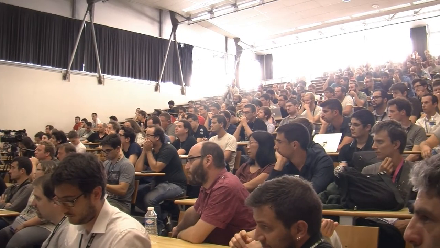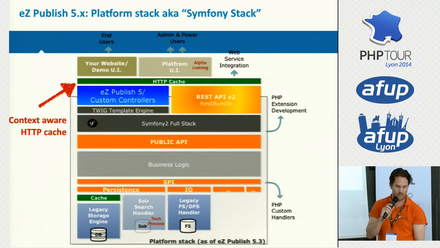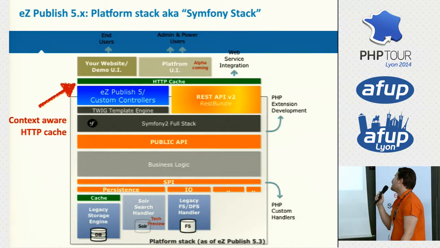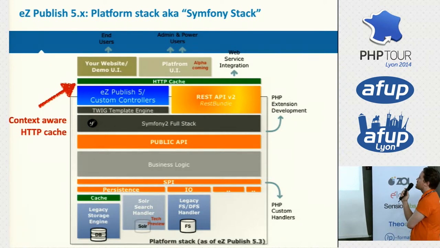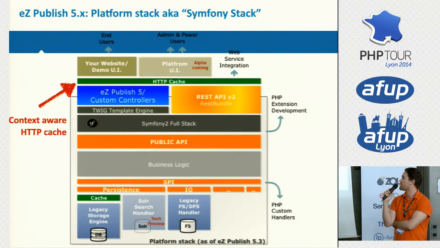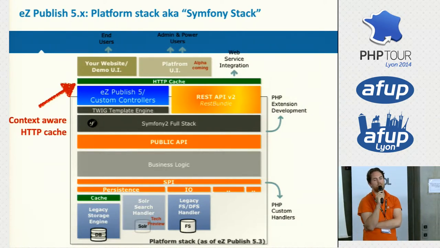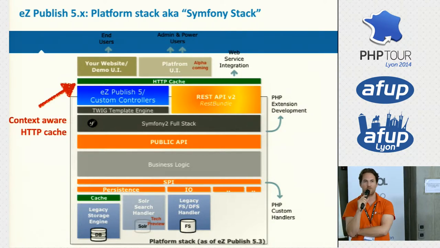Just a short overview of where you would find cache in Easy Publish. It's a bit different than standard Symfony. Because we are a full-fledged CMS, we do the persistence. We are using Doctrine for this, and we have all out-of-the-box stuff for dealing with this over REST and so on. But what we're talking about here, the context of our HTTP cache, is on the top. So it's what you already know from Symfony. It's just extended. It's basically a very awesome HTTP cache.